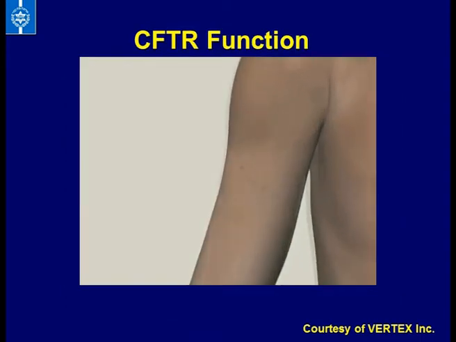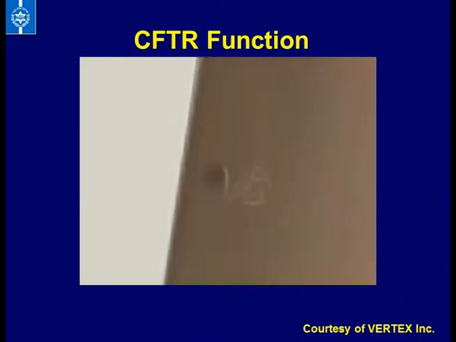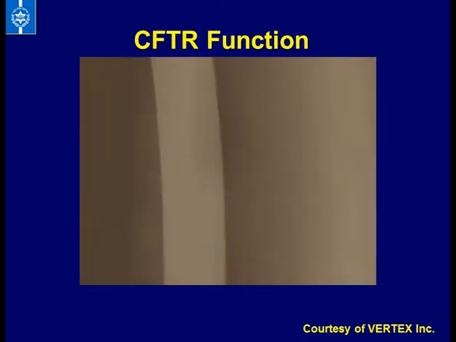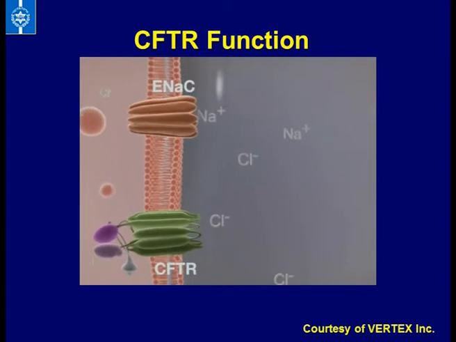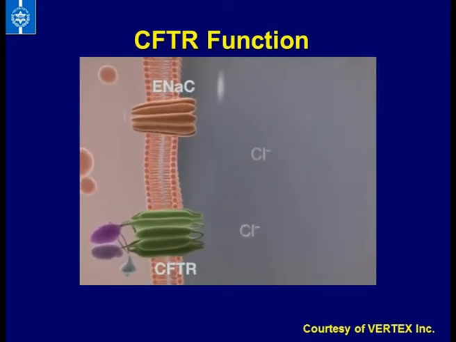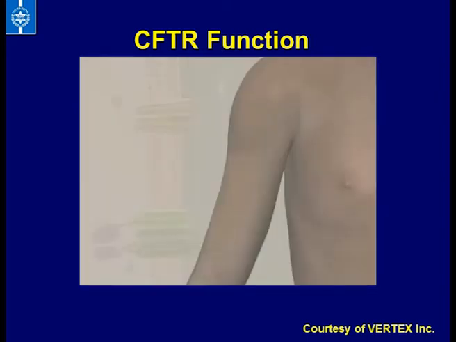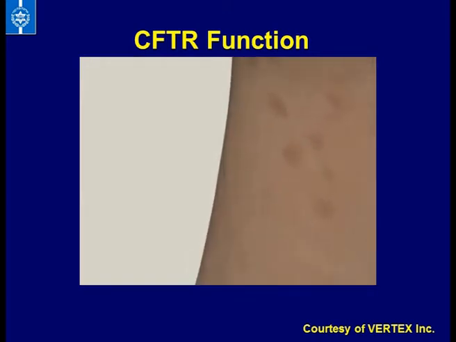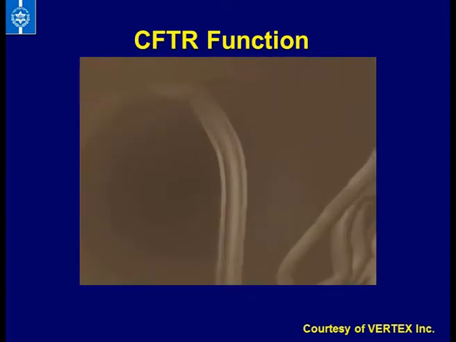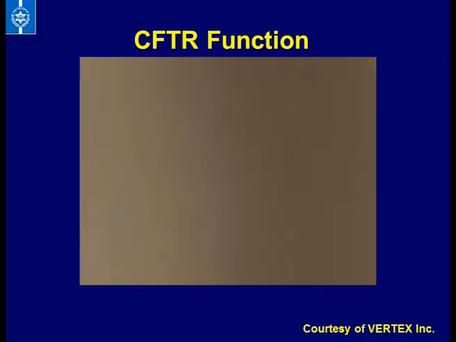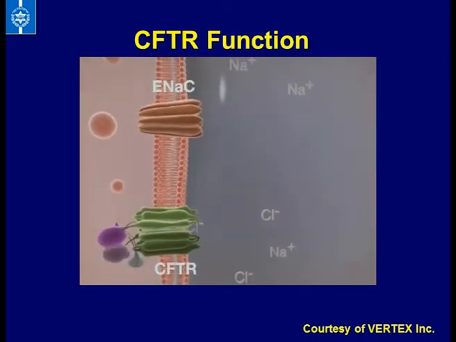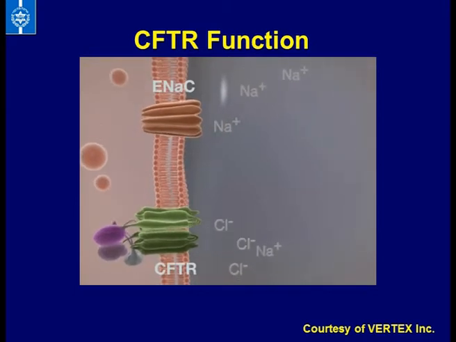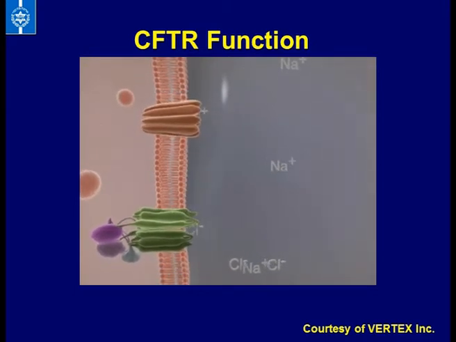In the sweat glands, CFTR is a major mediator for chloride absorption. Under normal conditions, chloride and sodium ions are reabsorbed via CFTR and sodium channels, respectively. In cystic fibrosis, chloride reabsorption is diminished due to impaired or absent CFTR protein, and sodium uptake is also reduced, resulting in increased sodium chloride in the sweat.